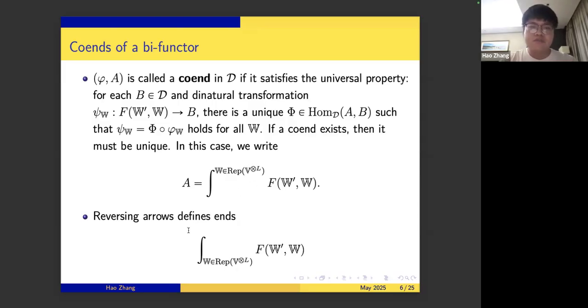And if you reverse all arrows in our definition of coend, you will get the definition of the notion called end. The difference between this notation and this notation is that this W is on the upper side and this W is on the downside.